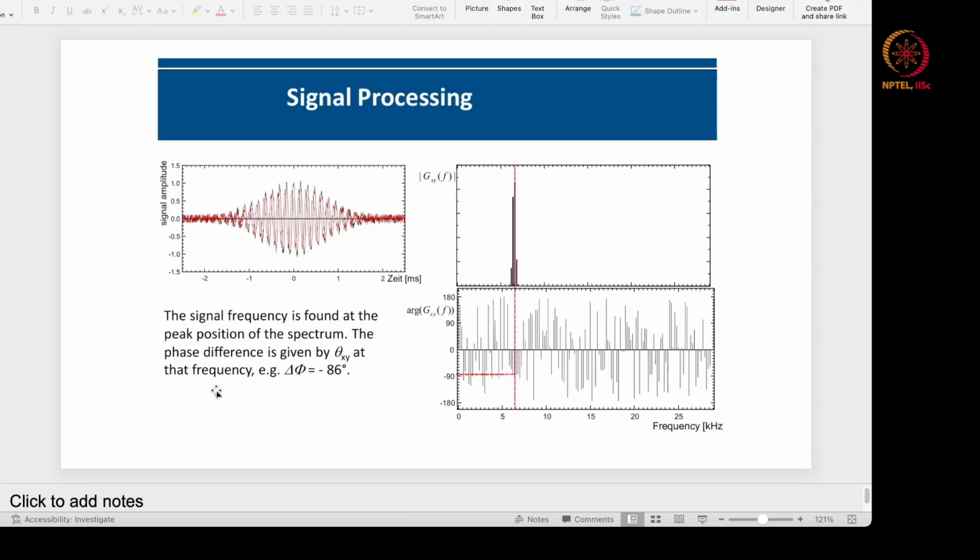So the frequency signal is found at the peak position of this particular spectrum. The phase difference is given by theta xy, which is basically nothing but this. That theta xy is at that frequency. You will see that this is about 86. So this is at the peak. At the peak, whatever your theta xy is, that is what you are going to find out. That is how this particular signal processing part works. In the next lecture, we are going to look at a few examples, but this is where we end the signal processing part of the PDPA.